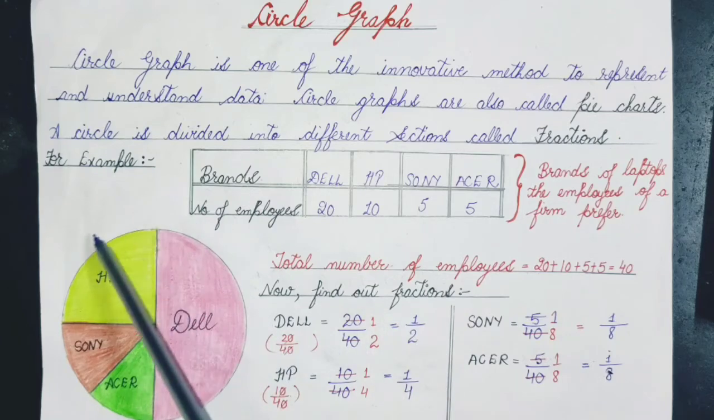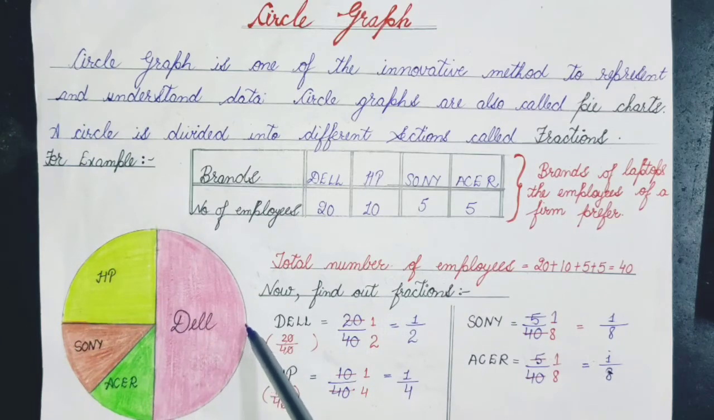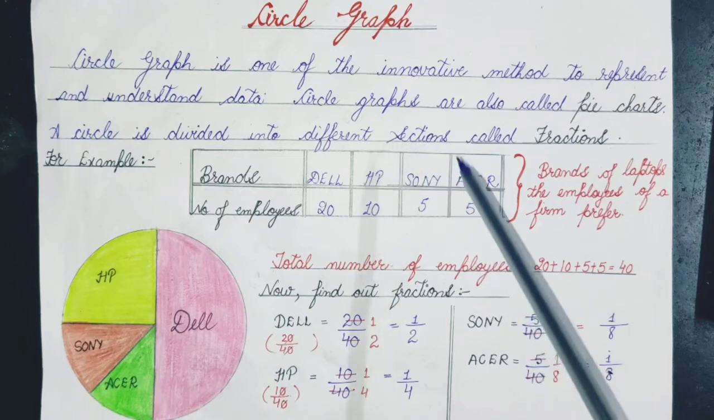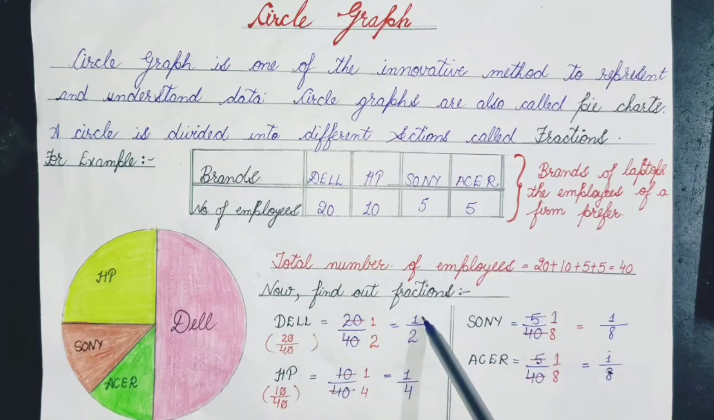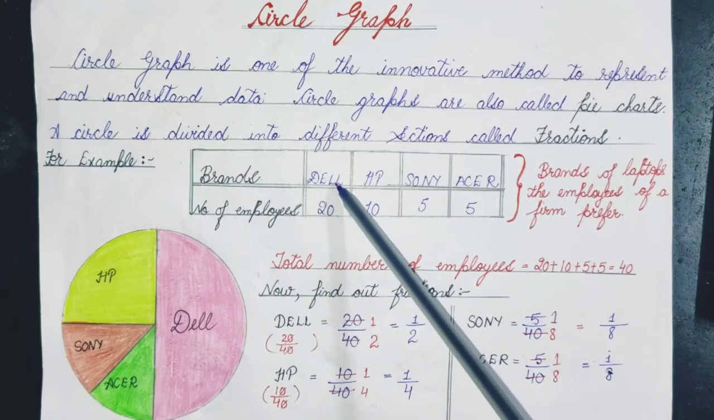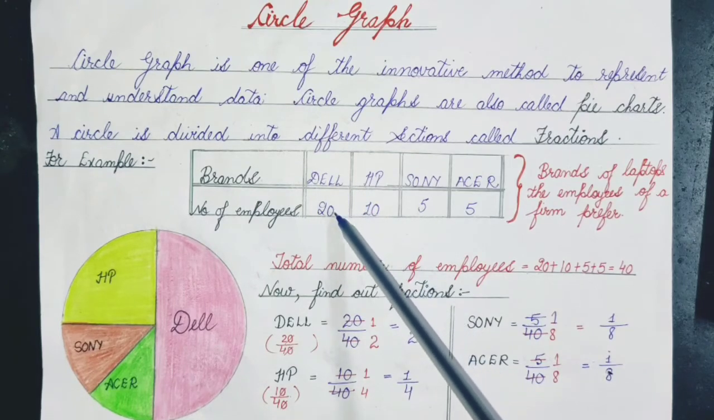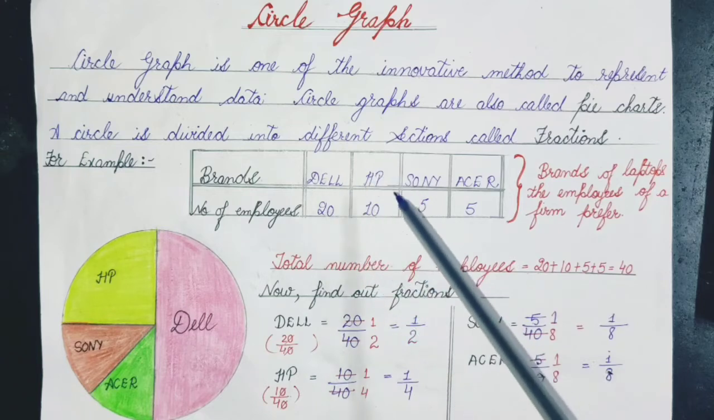Class, this whole circle I have to convert into sections. So Dell contains 1 by 2 part of this whole. That's why I have converted it into the 1 by 2 part, and this part is of the Dell brand, which is preferred by 20 people. Clear everyone? Now let's move to the next brand.